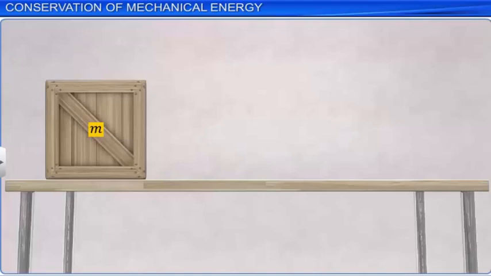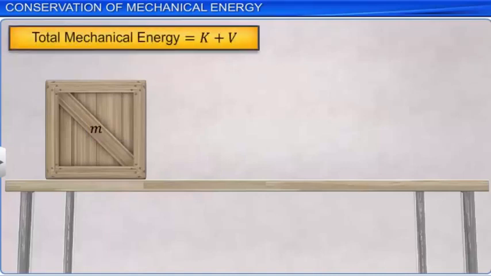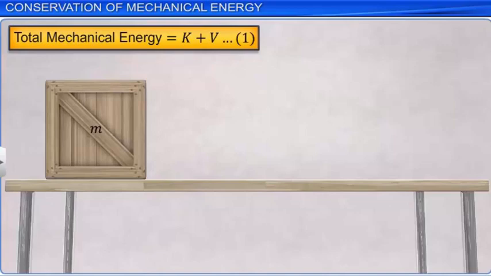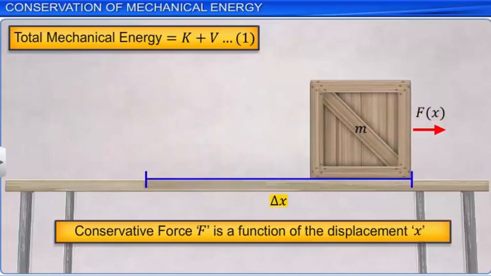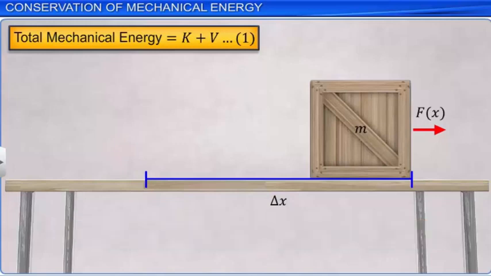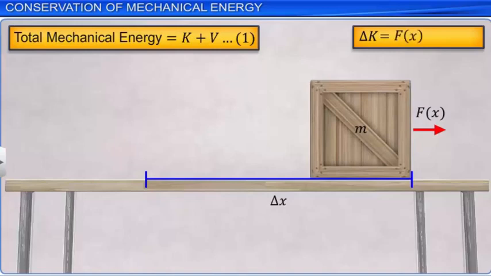Consider a body of mass m. The sum of kinetic energy, K, and potential energy, V, possessed by the body is called the total mechanical energy of the body. Let this be equation 1. If a body is displaced due to a conservative force F, which is a function of displacement x, then from the work energy theorem, the gain in kinetic energy is related to the work done by such a conservative force F(x) and is denoted by the equation delta K = F(x) delta x. Let this be equation 2.